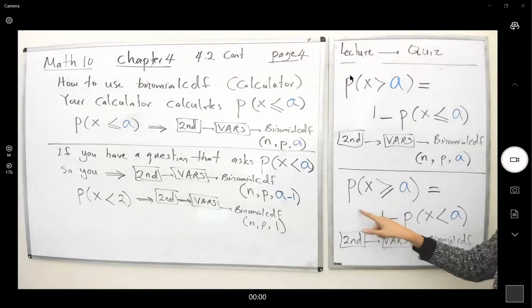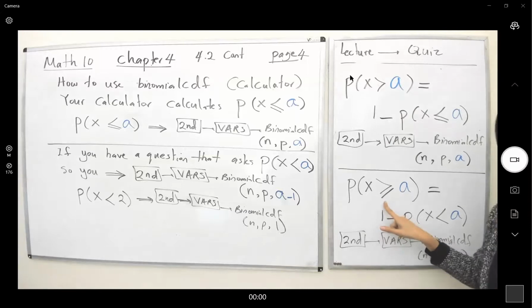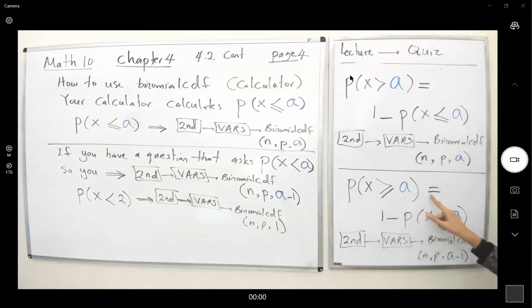And finally, if the question says, find the probability that x is greater than or equal to a number, it is equivalent to saying that you are subtracting the probability of values less than a from 100%. So to find this value, P of x less than a, you have to go to second, vars, binomial CDF, punch in p and a minus 1. Then subtract it from 100%.